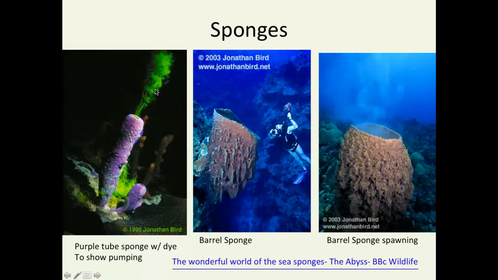Sponges come in all kinds of shapes and sizes. This is called a barrel sponge, which you can see is as big as or bigger than a person. And this is a barrel sponge that's spawning. So coming into that reproduction.